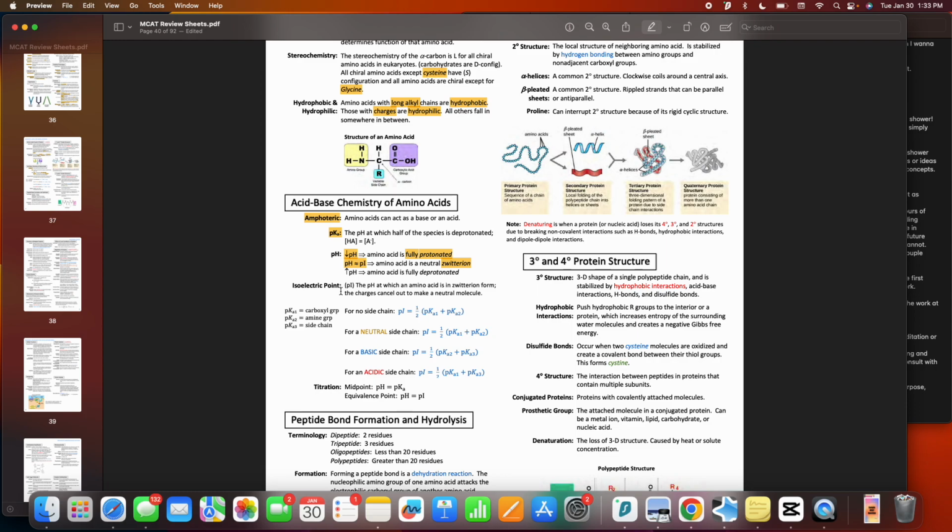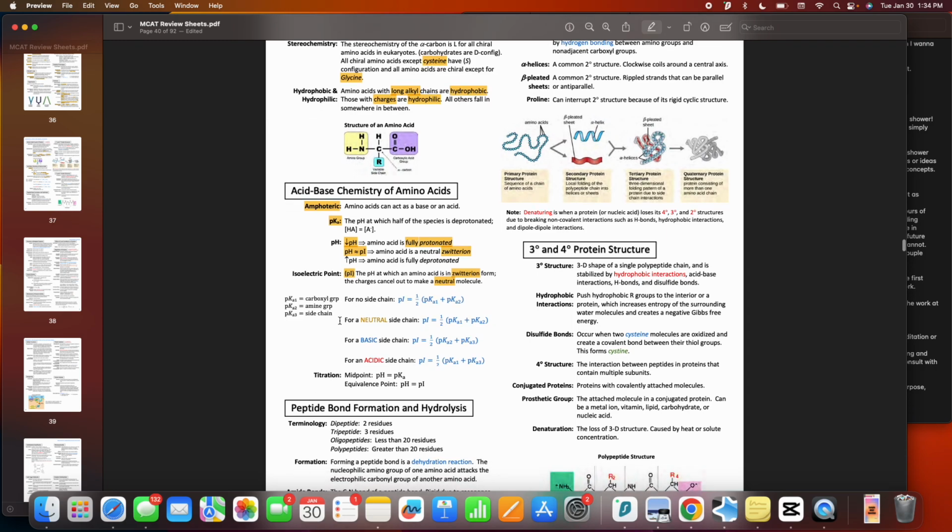Now, the isoelectric point is the pH at which an amino acid is in zwitterion form. At the isoelectric point, the amino acid is neutral. It's not fully protonated and not fully deprotonated. So it's a zwitterion, and the charges cancel out to make a neutral molecule. So it's a neutral zwitterion, and pI.